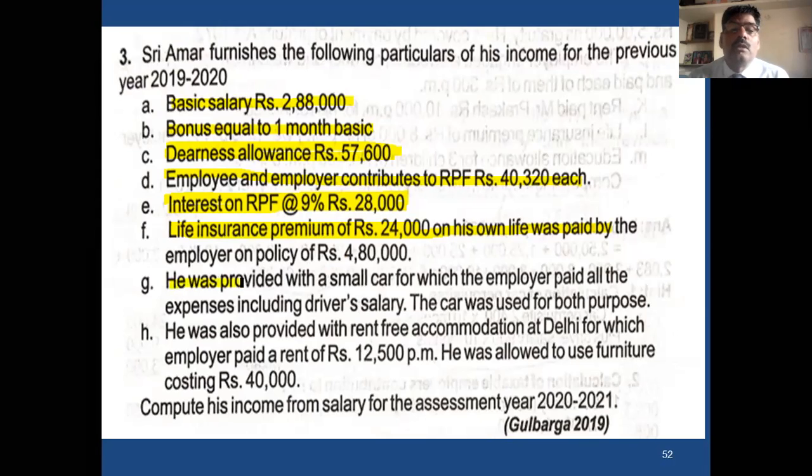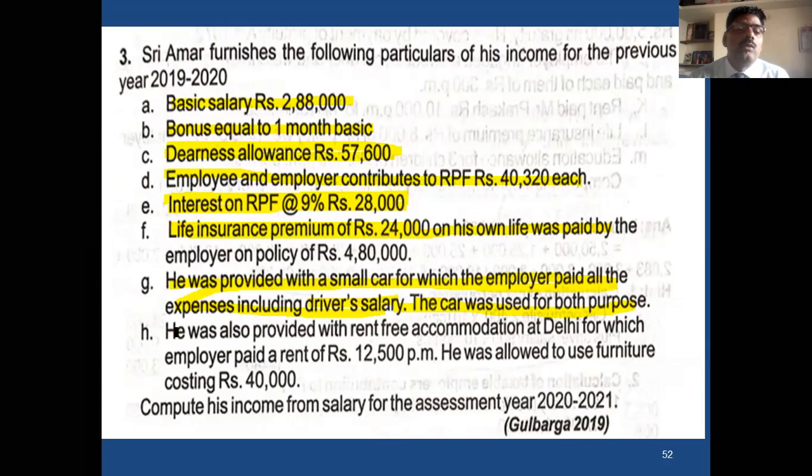Then he was provided with a small car, for which the employer paid all the expenses including driver's salary. Small car means less than 1.6 cubic capacity. And the car was used for both office as well as private use. Expenses are paid by the employer. Therefore, 1,800 per month is the running charges and driver salary 900 per month you have to take.